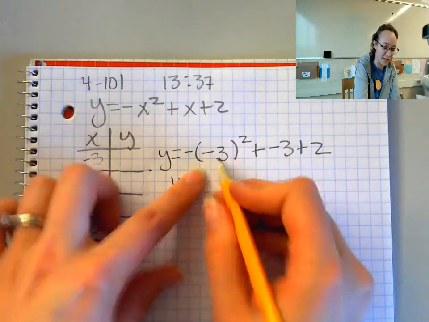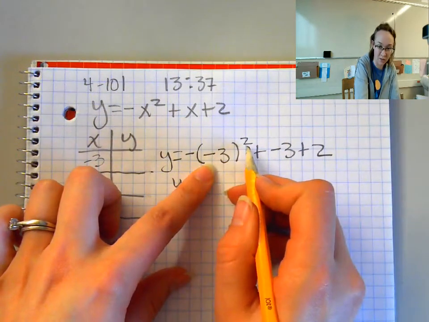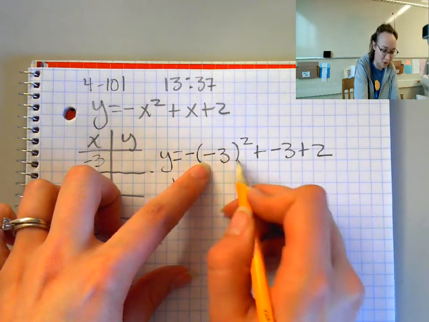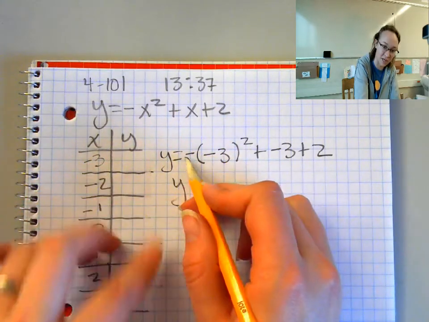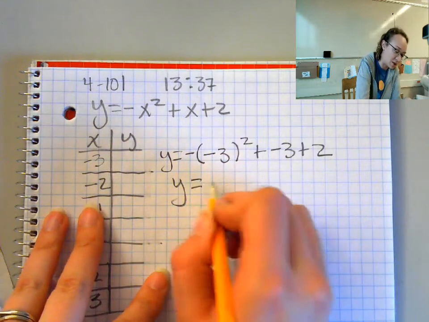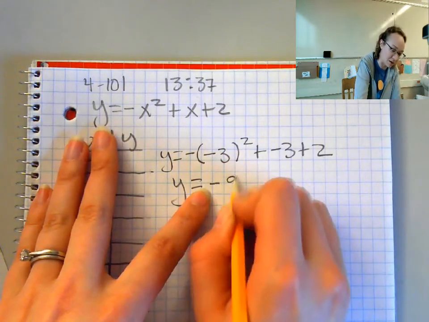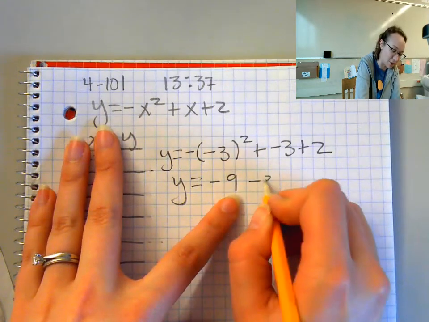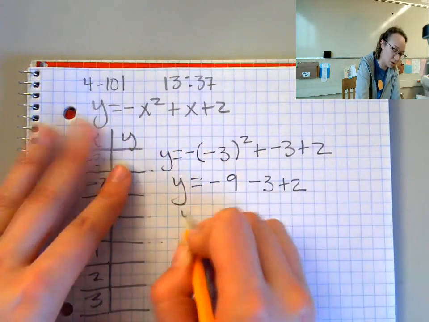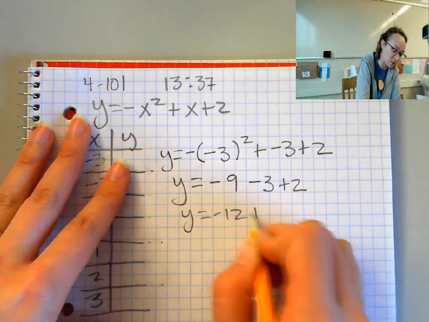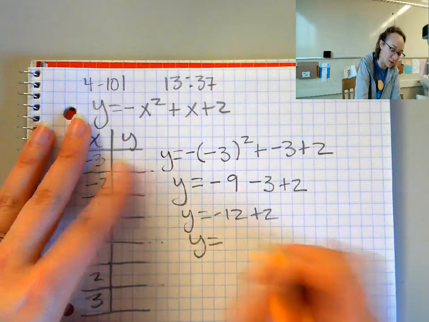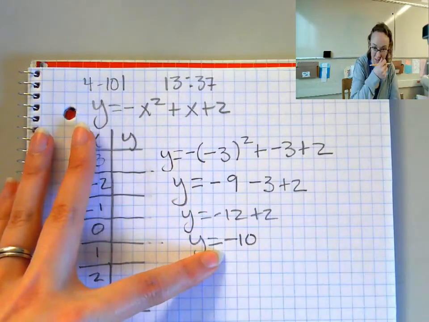So -3 squared gives you 9. Notice how I put this in parentheses, right? The squaring happens first. This negative is going to happen after. So it's going to be -9 minus 3 plus 2, -12 plus 2, that equals -10.